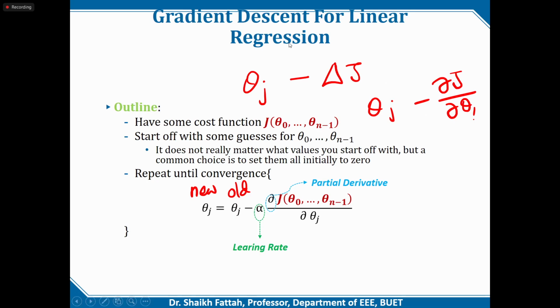That's the fundamental thing of linear. We say gradient descent. Gradient descent. Gradient means slope.